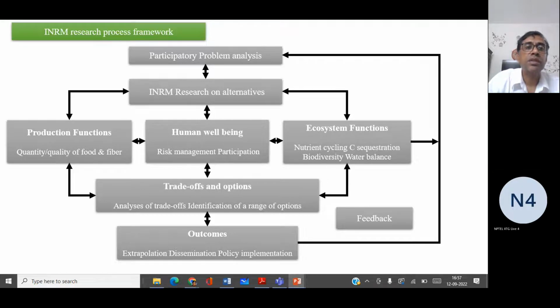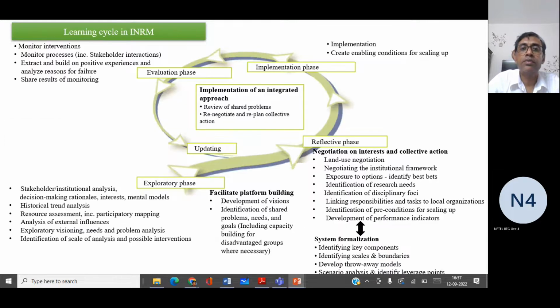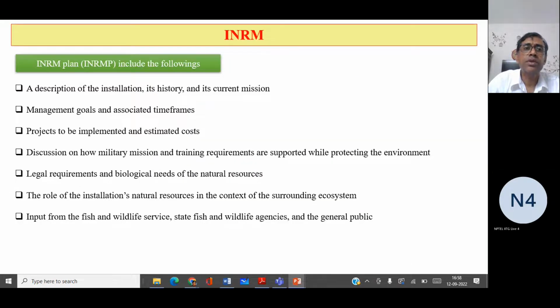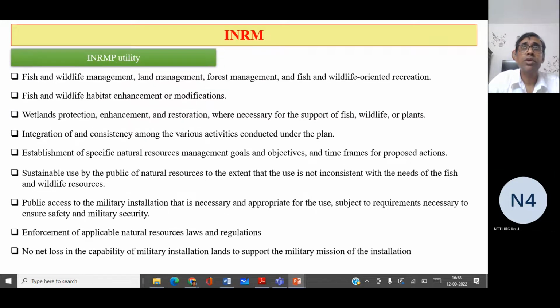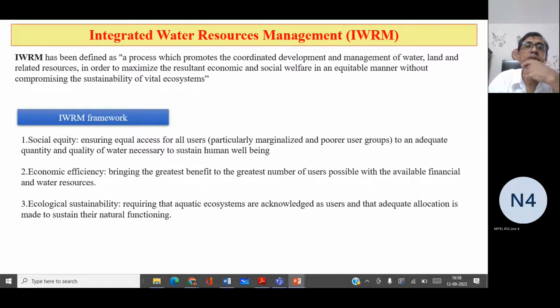So this is the research process framework, which I hope all of you have gone through. Learning cycle in INRM, very important. Then we discussed various INRM plans also, because only technology on the ground is not enough. You also need to know the policy aspect, how you are going to implement those.